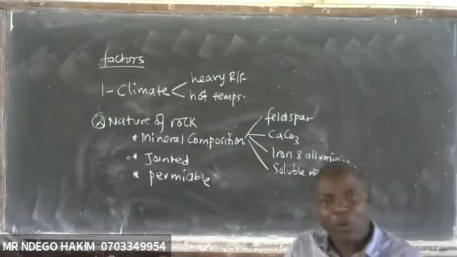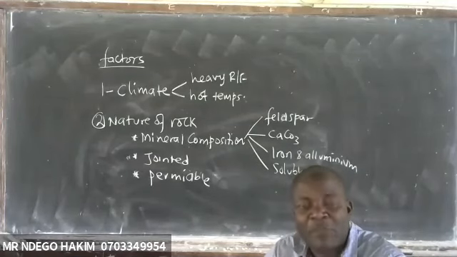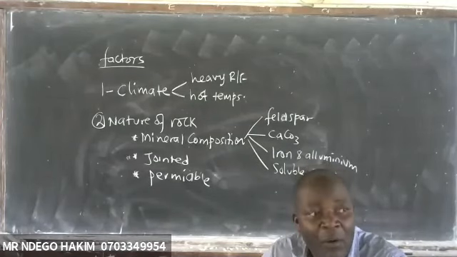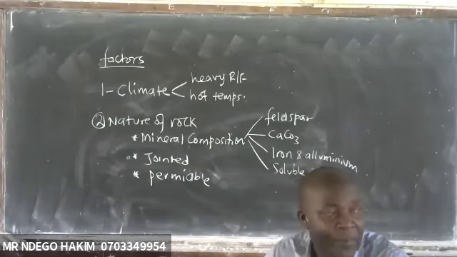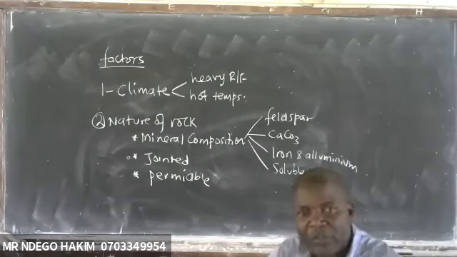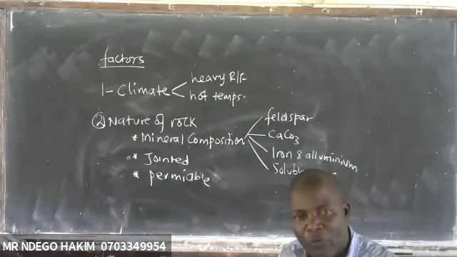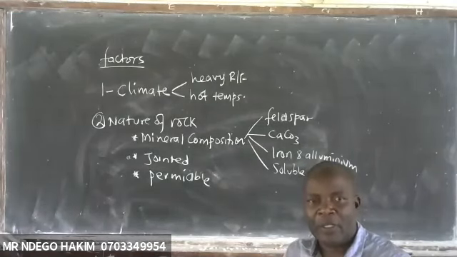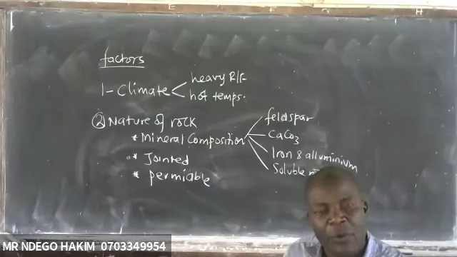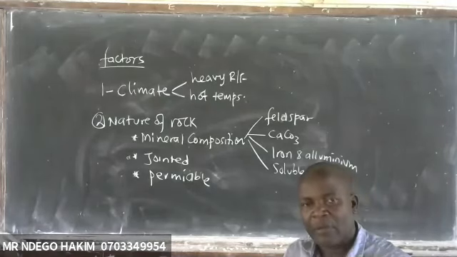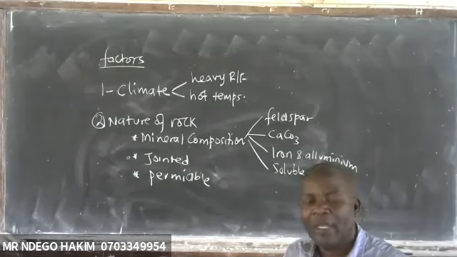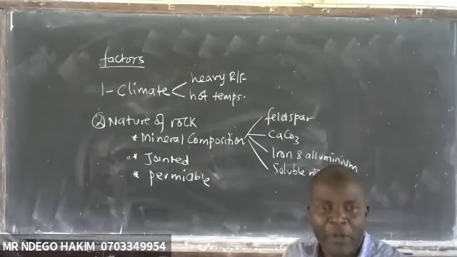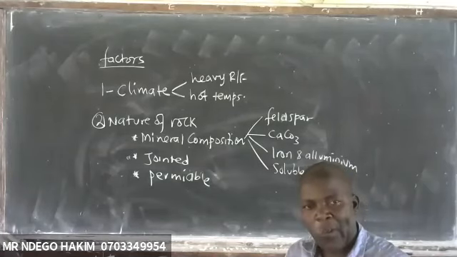Permeable rocks, like limestone, are those which allow water to percolate through them. So you say permeable rocks allow easy percolation of water, which dissolves mineral components, resulting in chemical weathering processes like solution, hydration, and carbonation. That is permeable rocks.